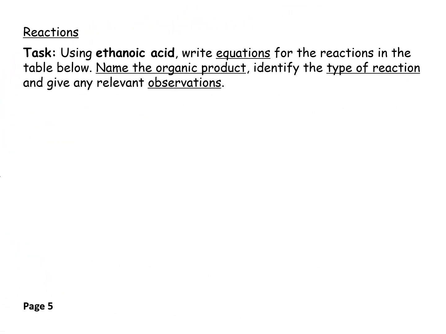If you have the booklet, we're on page 5. You should have a table there to complete to summarise some reactions of these carboxylic acids. Now this is where your revision from last week will really come into its own, because we're going to look at writing equations. You're asked to write the equation for the reaction, naming the organic product, identifying the type of reaction, and giving any relevant observations. And the acid we're going to use each time is ethanoic acid.